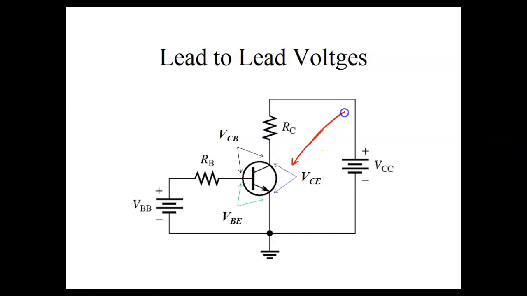If VCE is less than 1 volt, then it's saturated. If VCE equals VCC, it's cut off. If it's between 1 volt and VCC, it's in what we call the active region. And we'll look at that later on.